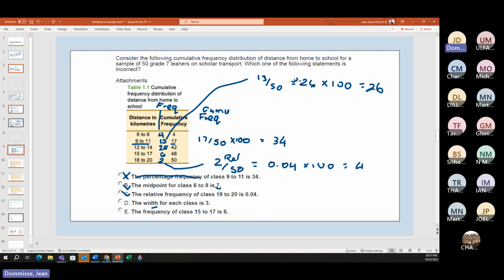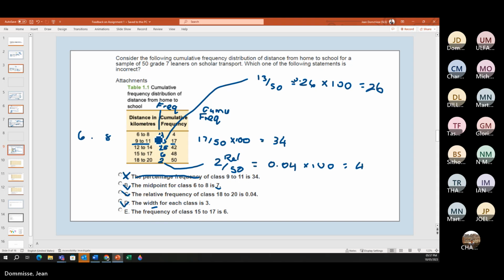The width for each class is 3. Okay, so this is a bit difficult in a sense. One nearly wants to say 8 minus 2 to give you 2, or 11 minus 9 to give you 2, but it includes all values from 6 up until 8. So 6, 7, and 8. So there are actually 3 numbers involved there. So your width of it is 3.